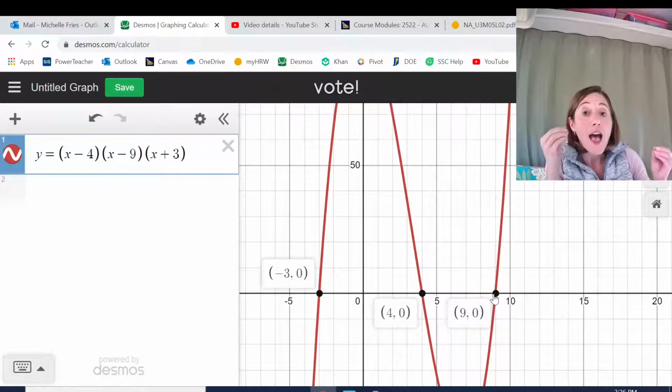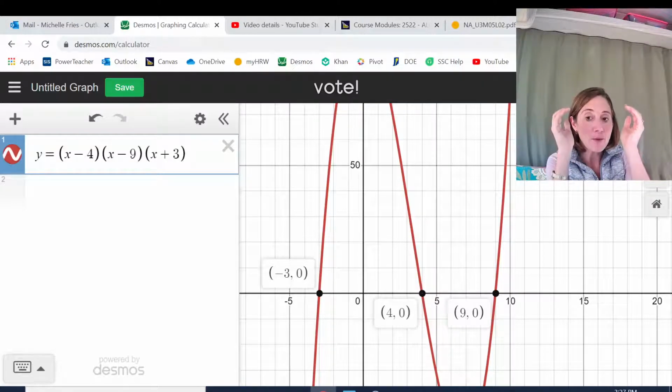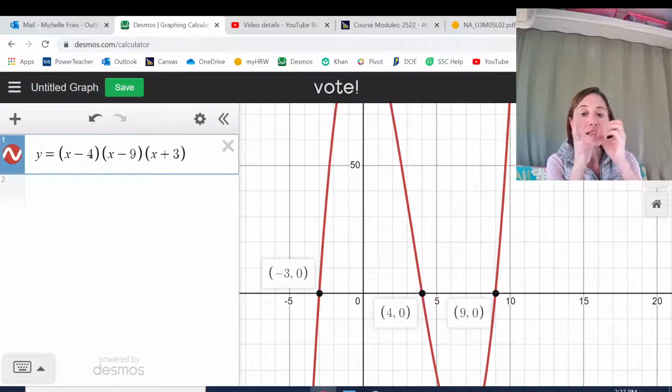Okay, so x minus 9, that root is a 9. If you plug the 9 in for the x into your factor right here, 9 minus 9 would make that parentheses turn to a 0. So for the zero product property, that would give us a 0.